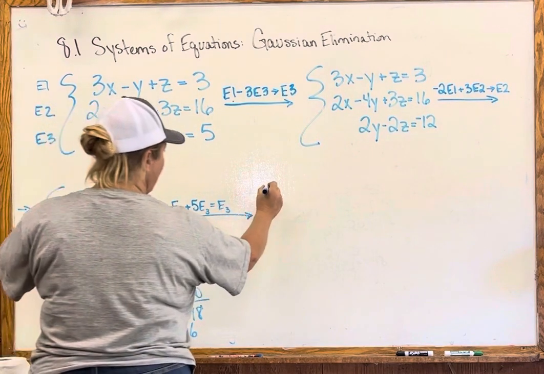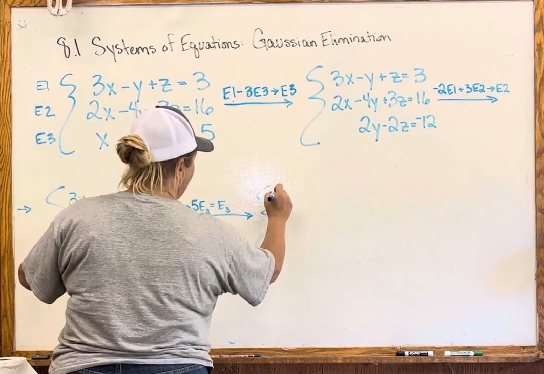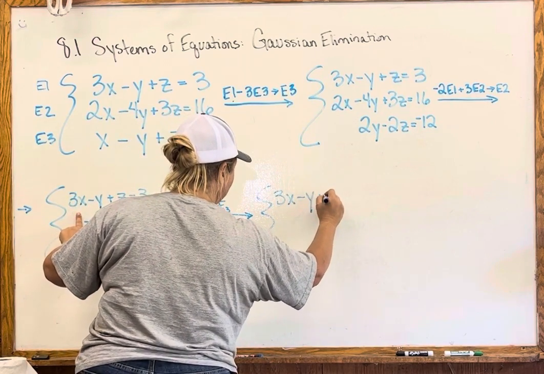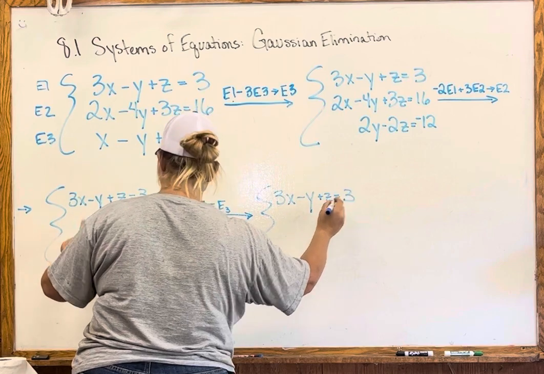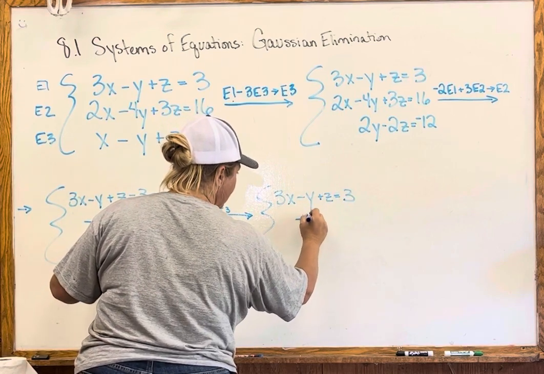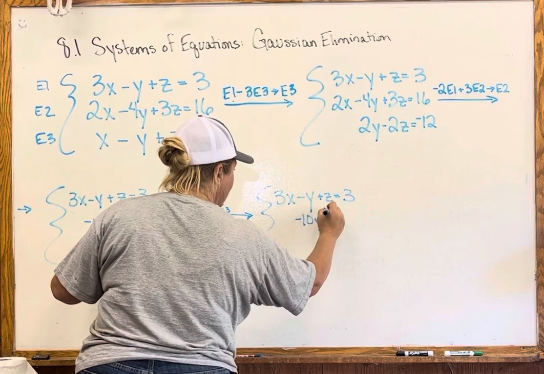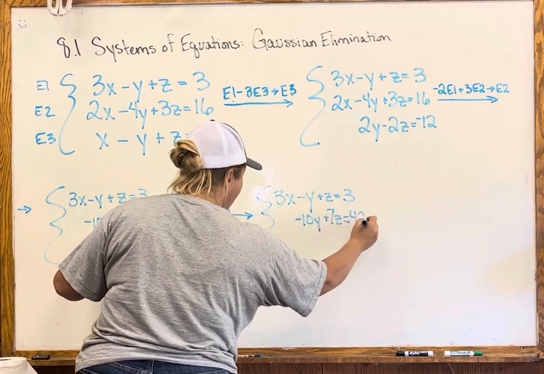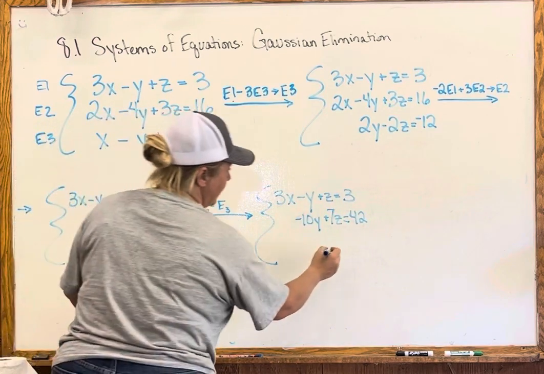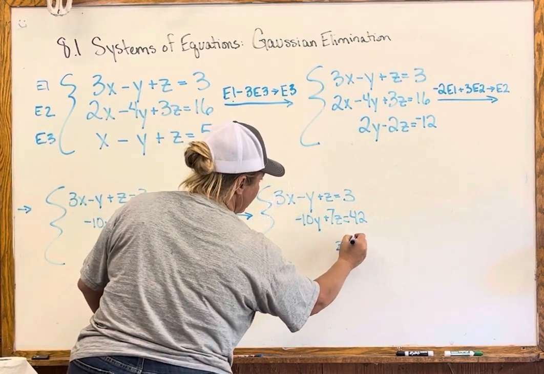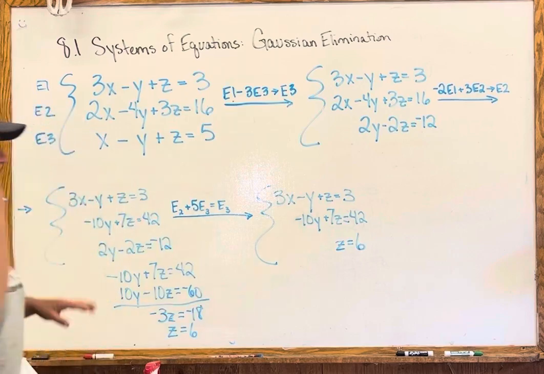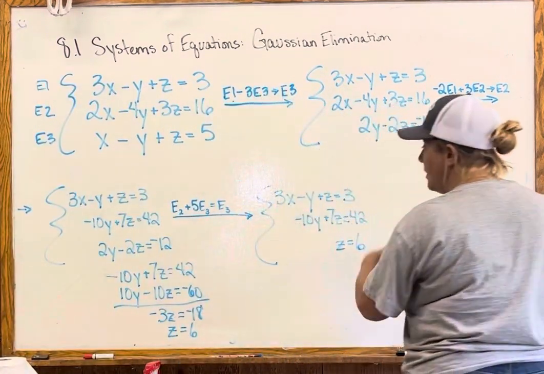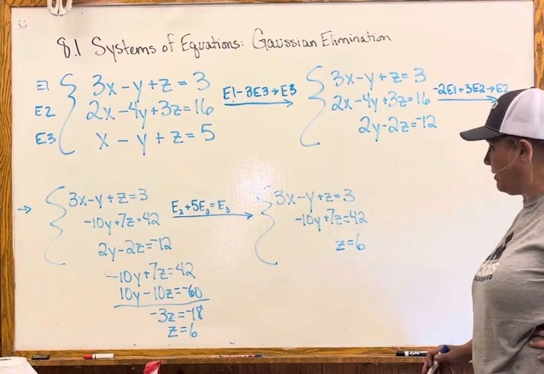Okay, so squiggly bracket. Top guy, 3x minus y plus z equals 3. Middle guy is minus 10y plus 7z equals 42. And now the bottom guy is going to be just z equals 6. And so what we've done is we've gotten it into that triangular form using our Gaussian elimination.